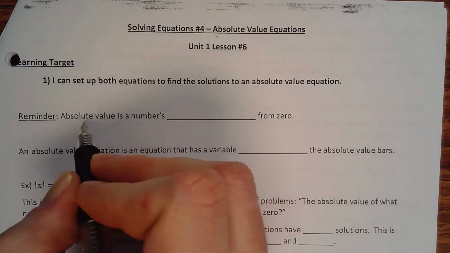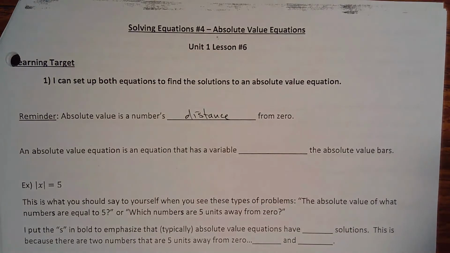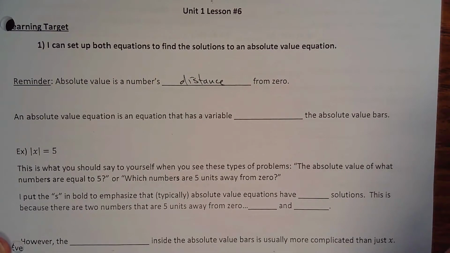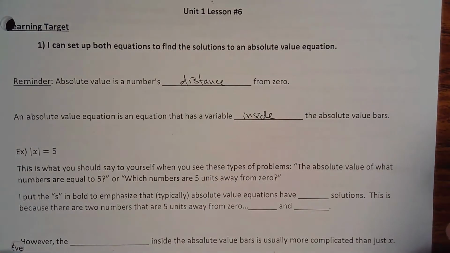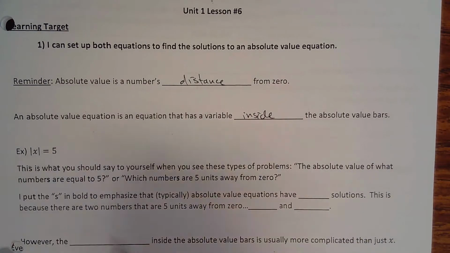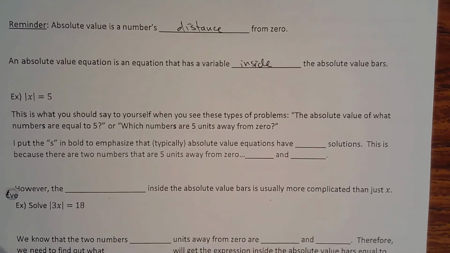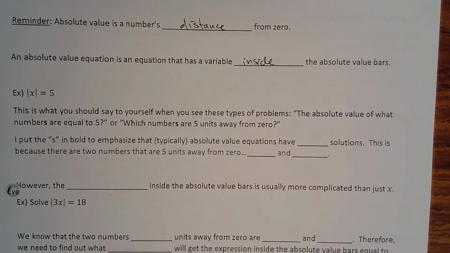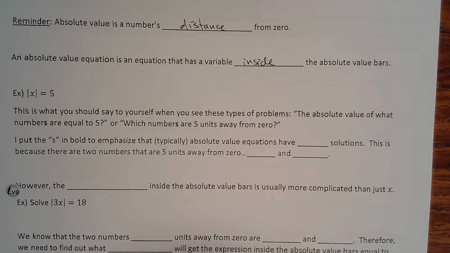So a reminder, absolute value is a number's distance from zero. Okay, an absolute value equation is an equation that has a variable inside the absolute value bars. So for example, this guy right here, I've got a variable inside the absolute value. This is what you should say to yourself when you see these types of problems: the absolute value of what number is equal to 5, or what numbers are 5 units away from 0.